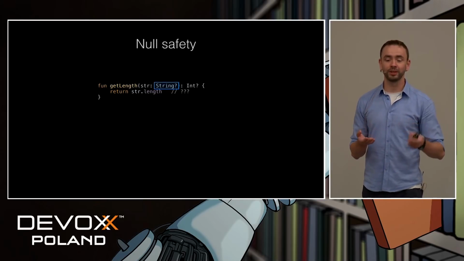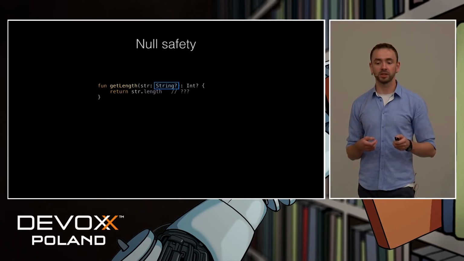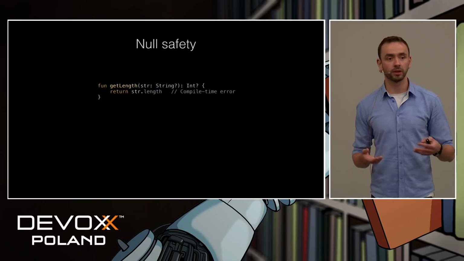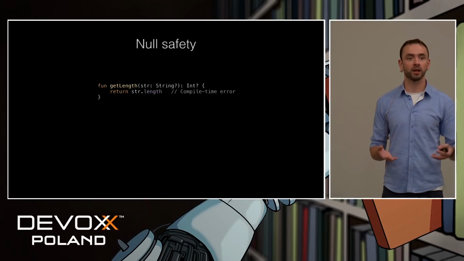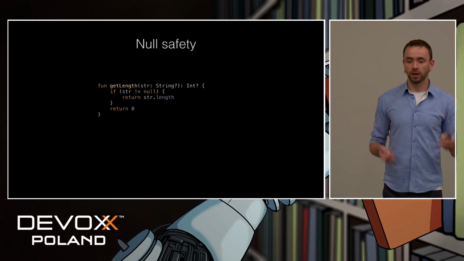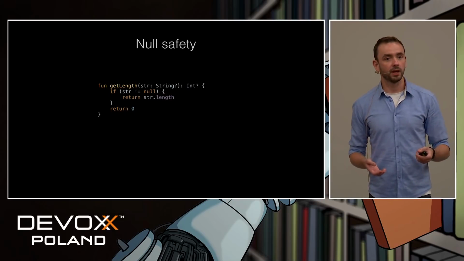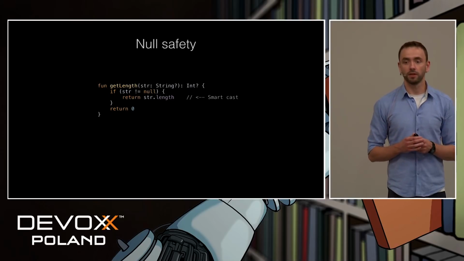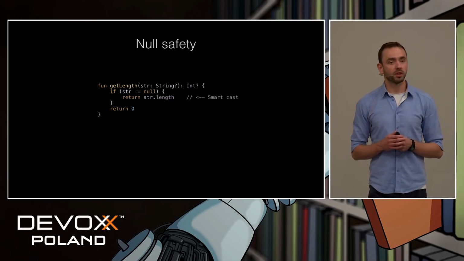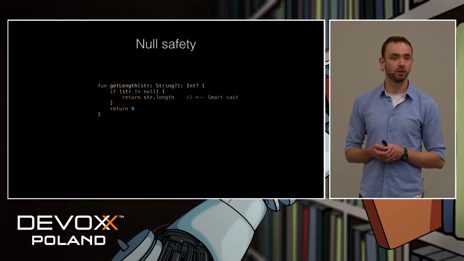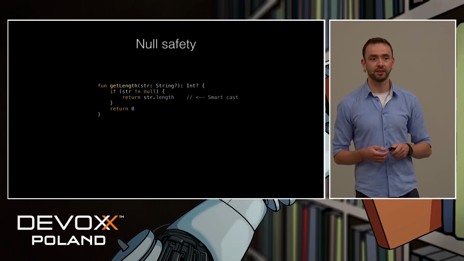I'm sure you already know this won't compile, because in case of null, we would get a null pointer exception during runtime. So Kotlin compiler cannot allow us doing this. So what can we do with it? First, a good old null check. And you can already see how smart casts work, because the compiler already knows that the string will never be null inside of this if block, because you already checked it.